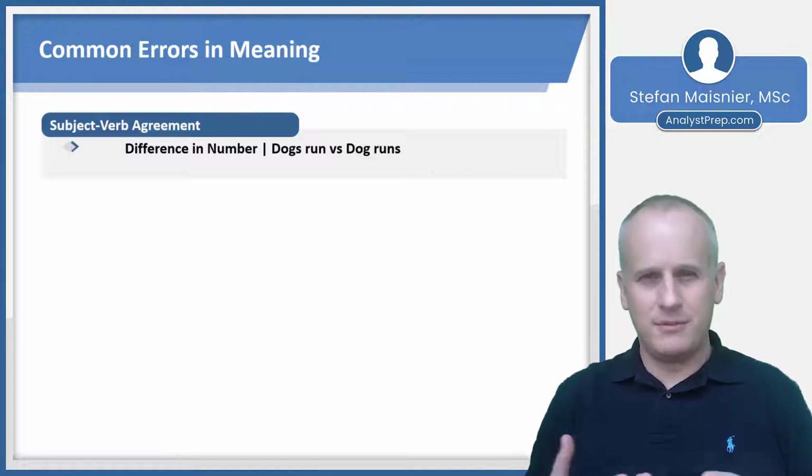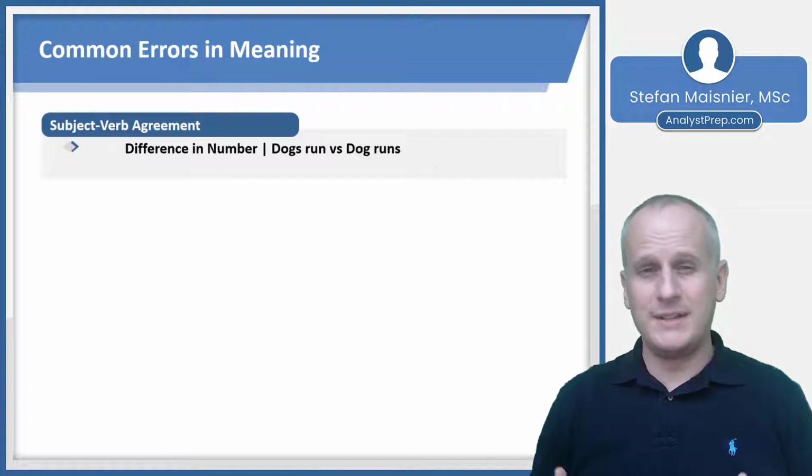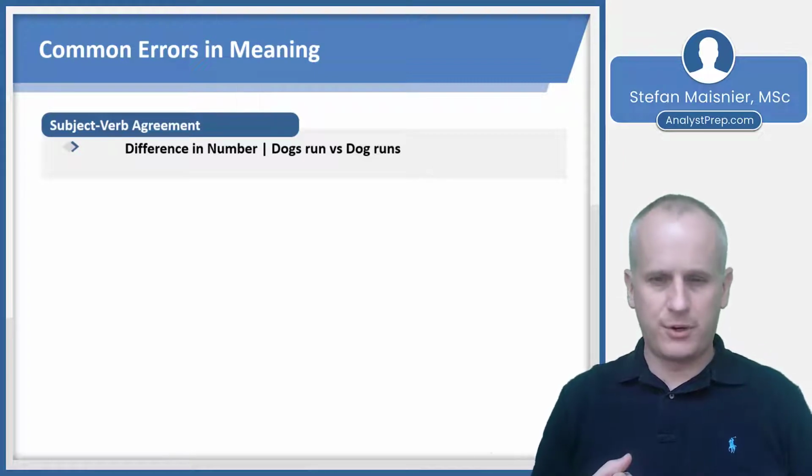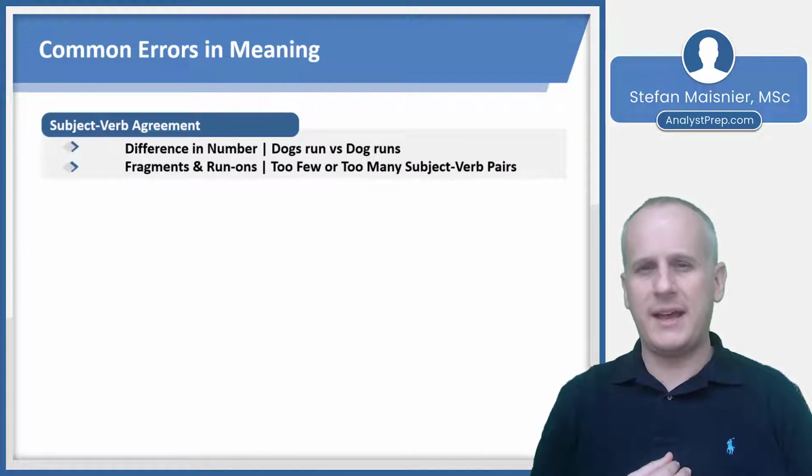I like to use dogs run versus dog runs as my default just to think about, but you need an S to end one of the two in the subject verb pair. So dogs run, a dog runs. But we also have to make sure that we have a complete sentence. So no fragments and no run-ons.